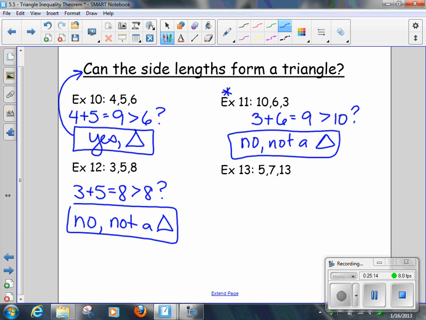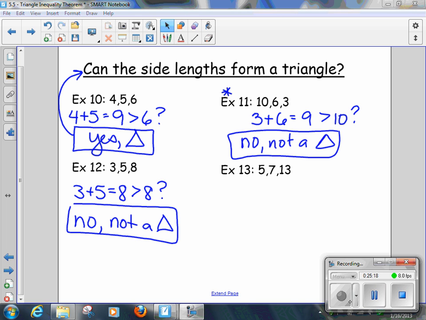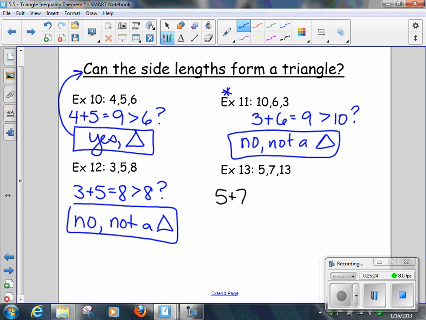Hey, do 13 yourself. Do that one. Don't get bit in hind end. Who's got this? Go, Lauren. What do I add together? 5 plus 7 is what? Lauren, you're throwing your voice again. Is 12 greater than 13? No, what? No, not a triangle.